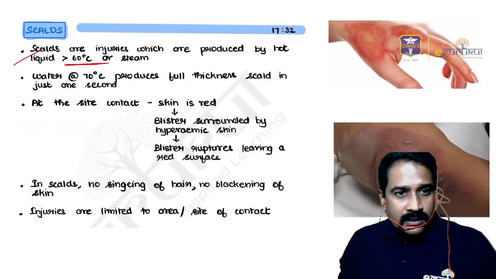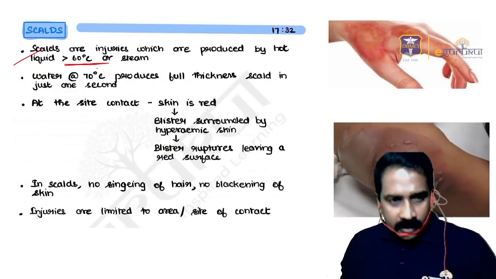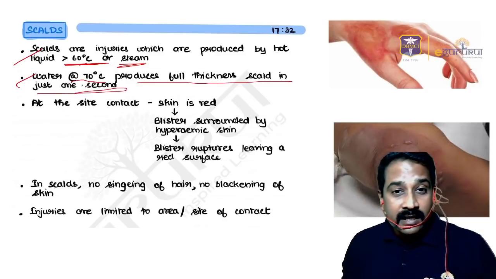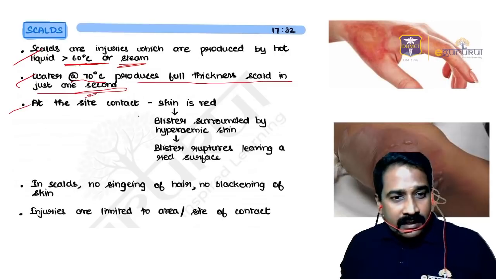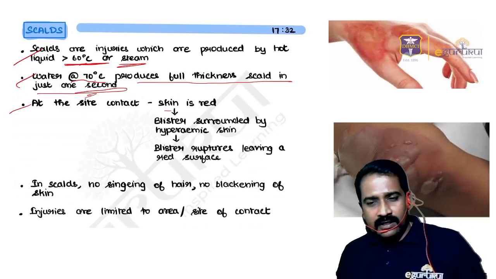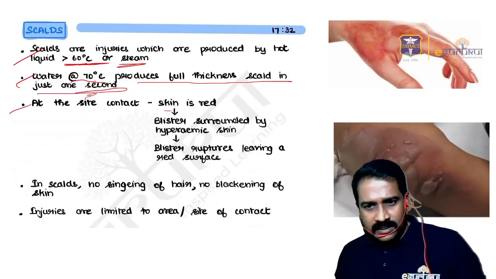Scalds are injuries which are produced by any hot liquid more than 60 degrees or even steam. Water more than 70 degrees produces full thickness scald in just 1 second. This was also a question. At the site of contact, skin is red. As you can see in these photographs, the skin is red. You can see very clearly here the blisters.